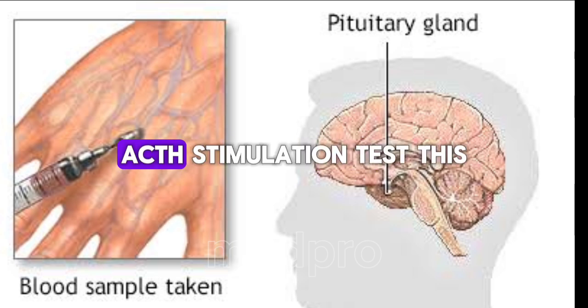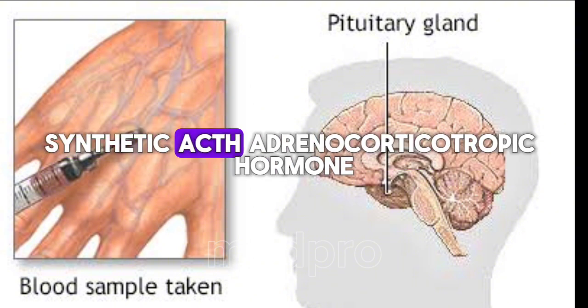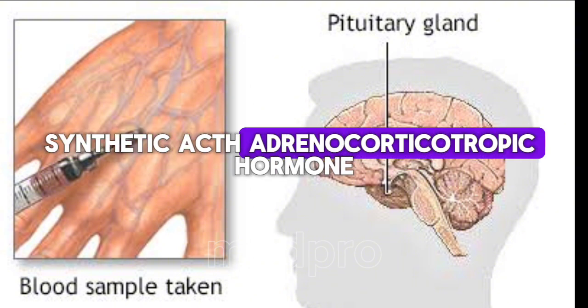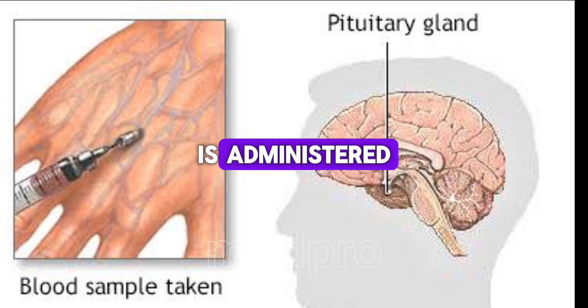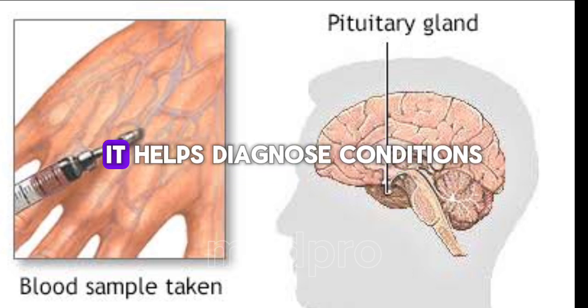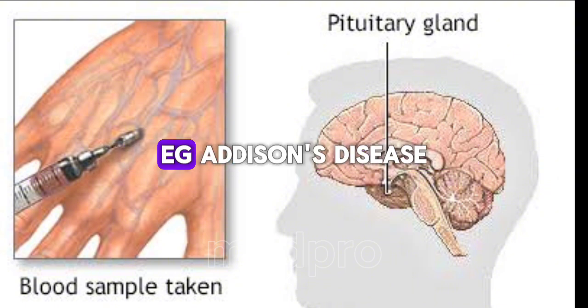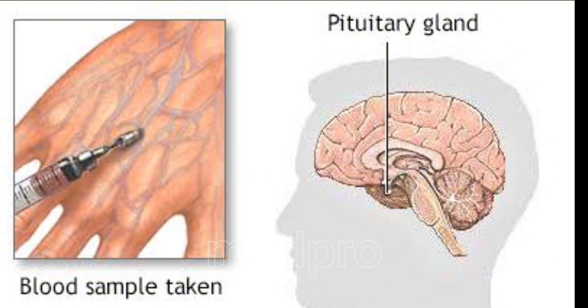ACTH stimulation test. This test assesses adrenal gland function. Synthetic ACTH, adrenocorticotropic hormone, is administered, and cortisol levels are measured before and after the injection. It helps diagnose conditions like adrenal insufficiency, e.g., Addison's disease.